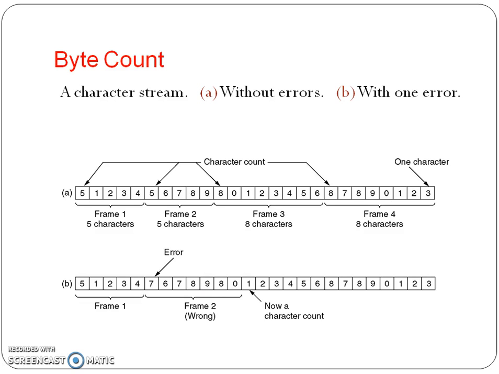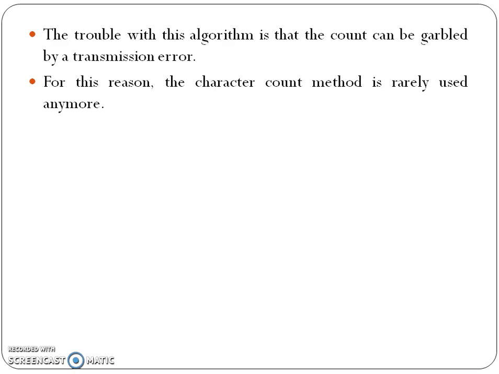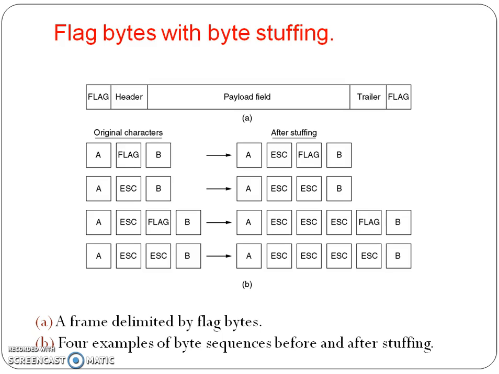The second framing method gets around the problem of resynchronization after an error by having each frame start and end with special bytes. Often the same byte, called a flag byte, is used as both the starting and ending delimiter. This byte stuffing is shown in the figure. Two consecutive flag bytes indicate the end of one frame and the start of the next. Thus, if the receiver ever loses synchronization, it can just search for two flag bytes to find the end of the current frame and the start of the next frame.